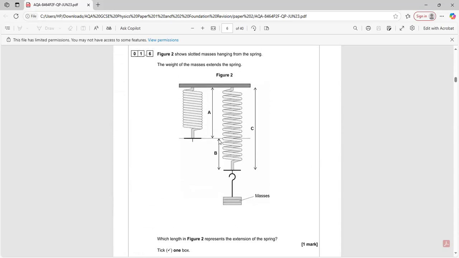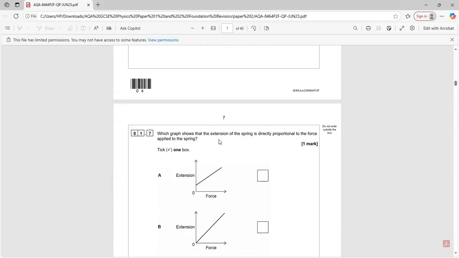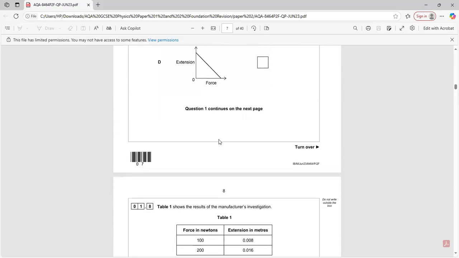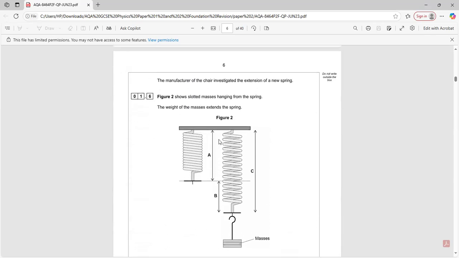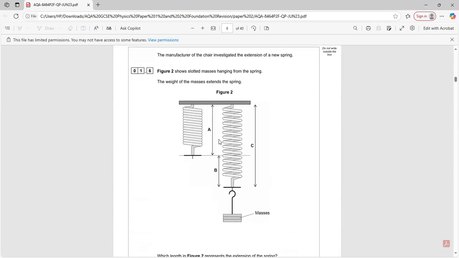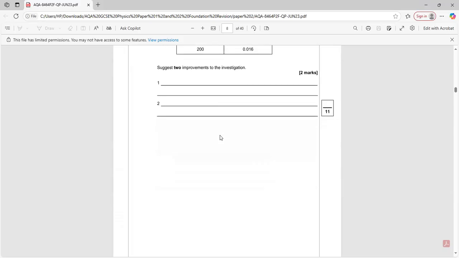Okay, let me see. Where does it say? The manufacturer of the chair investigated the extension of a new spring. So, what do you think we could suggest to improve the investigation? Looking at it here, everything seems to be okay. Does the mark scheme give us any clue? Can you check what the mark scheme says for this part where it says two improvements to the investigation?